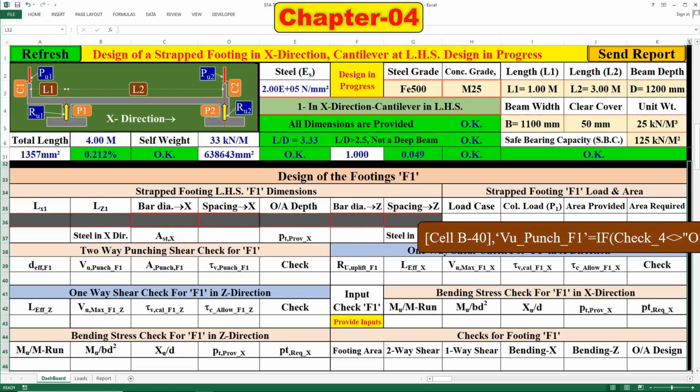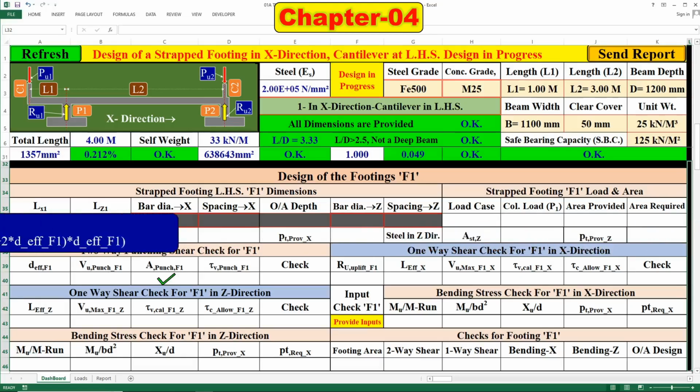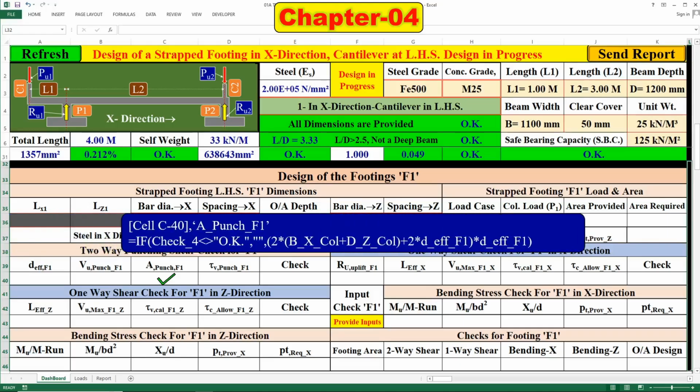The defined name for cell C40 is A_punch_F1. It calculates the punching critical area. In the Excel formula, Excel will first check _4. If it is not OK, the cell will remain blank. Otherwise, it will calculate 2 times B_X_COL plus D_Z_COL, plus 2 times D_EFF_F1, the whole multiplied by D_EFF_F1.